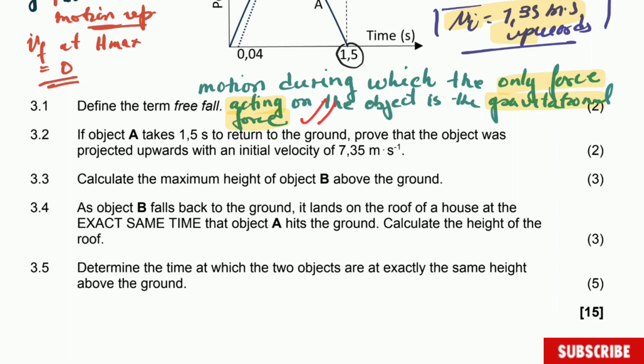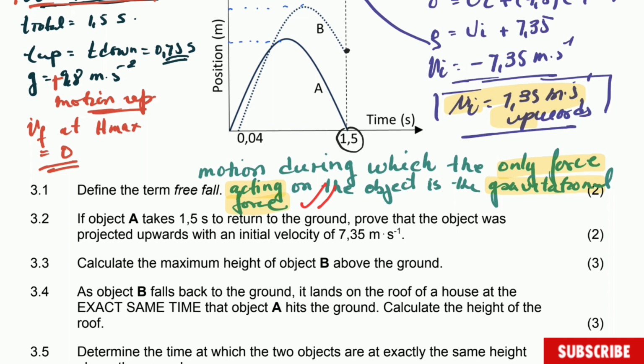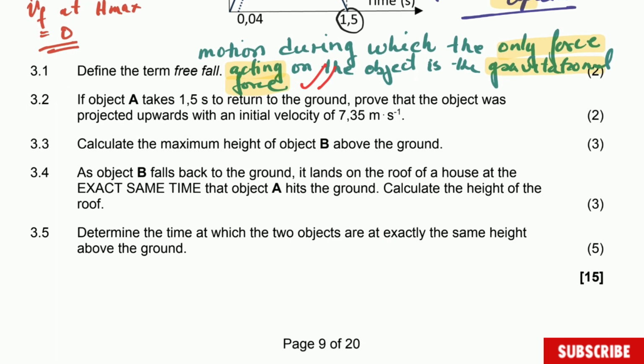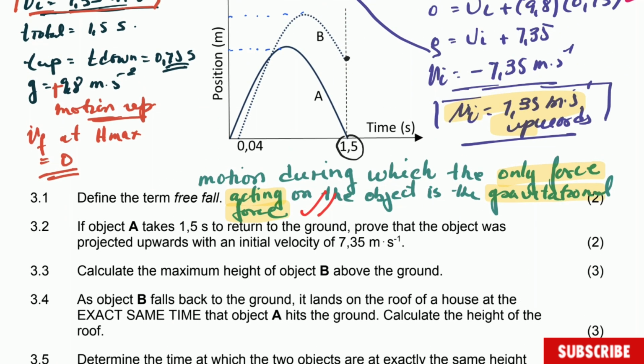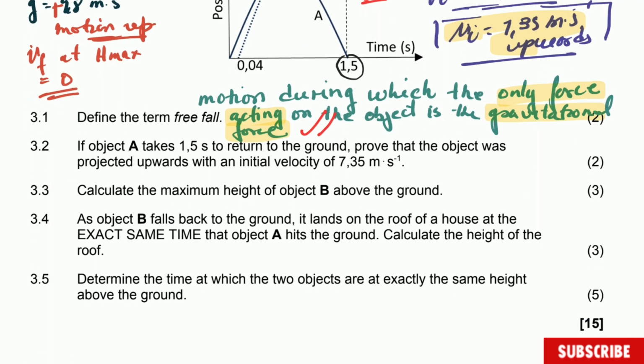Question 3.4. As object B falls back to ground, it lands on a roof. That is why you can see that it doesn't reach the ground there. It falls on the roof of a house at the exact same time as object A. So in other words, at this point here, what you see is the roof of a house. This is a roof. Okay, this one is the roof at this specific point. Now, they say at the same time, calculate the height of the roof.